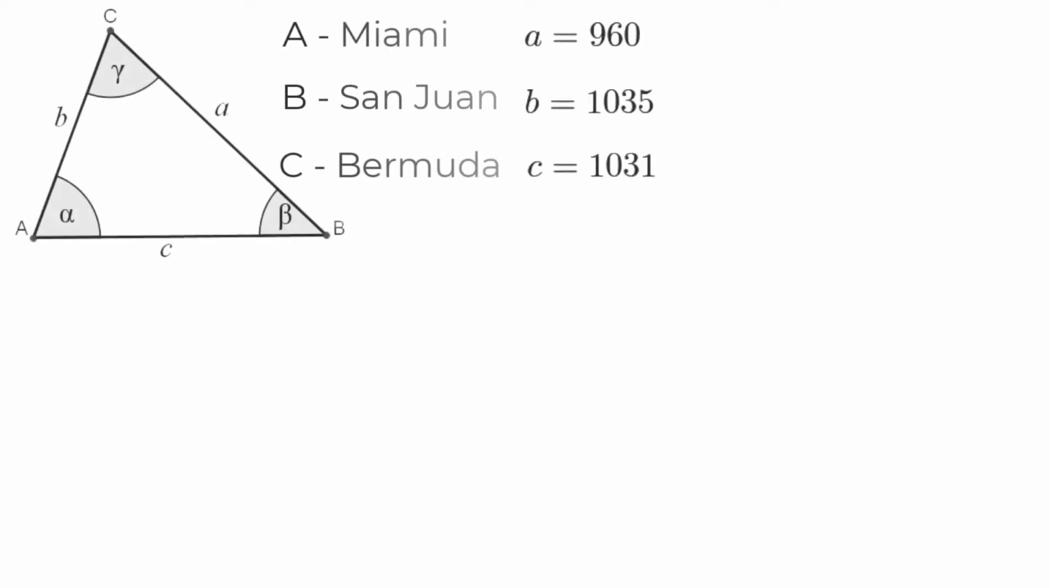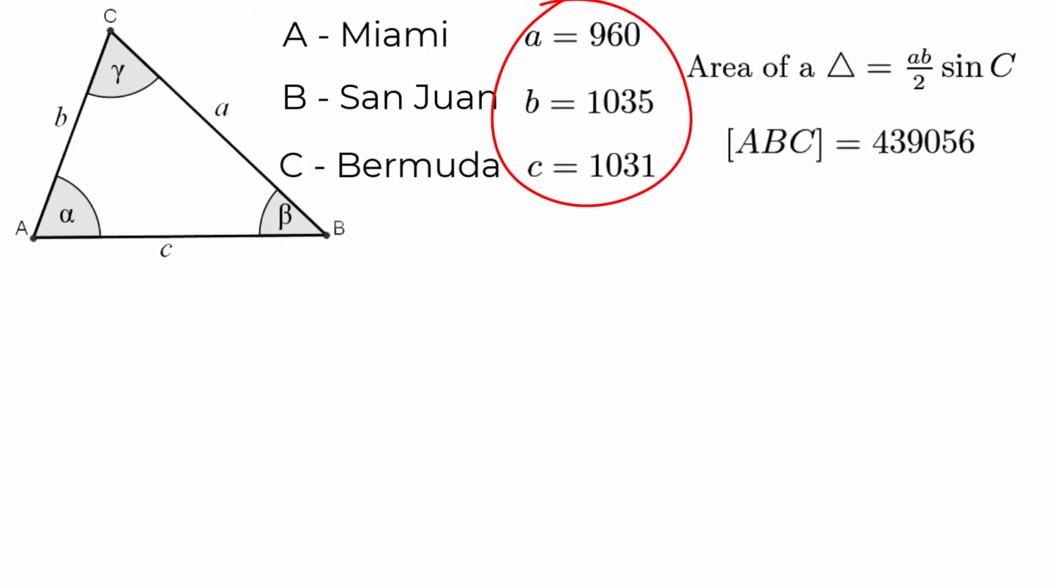However, to use my new strategy, I need to know an angle measure of the Bermuda Triangle. You may think that there is no way to find the angle measures of the Bermuda Triangle, but there is. The formula for the area of a triangle is A times B over 2 times sine C, where C is the angle between sides of length A and B. We already know the sides and area of the Bermuda Triangle, so using this information, we can solve for the angles of the Bermuda Triangle.